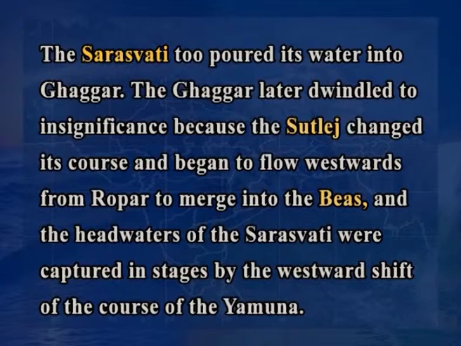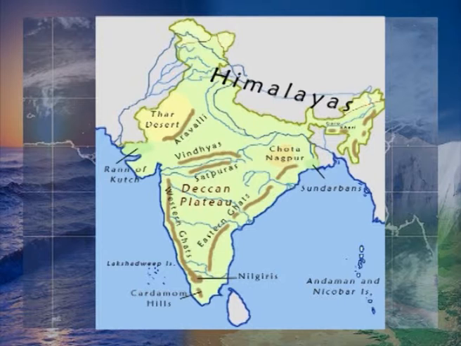The Saraswati too poured its water into the Ghaggar. The Ghaggar later dwindled into insignificance because the Satluj changed its course and began to flow westward from Ropar to merge into the Beas. And the headwaters of the Saraswati were captured in stages by the westward shift of the course of the Yamuna. In the south, the Aravalli range breaks the monotony of the plain.